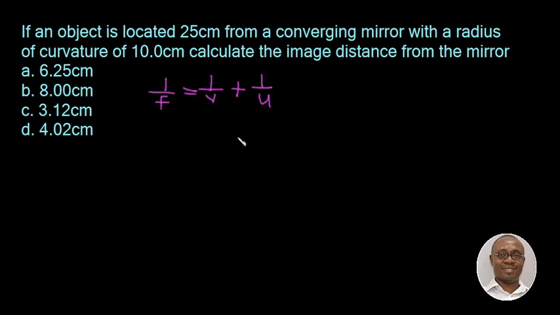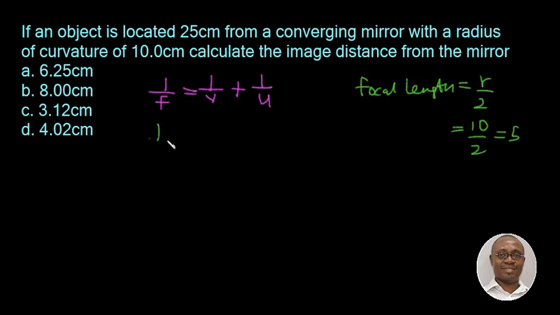Okay, good. So first we need to remember that the focal length is half of the radius of curvature, and the radius of curvature is given in the question as 10. So if we divide that by 2, we have the focal length as 5. So that is what we're going to input. That's the value for focal length.